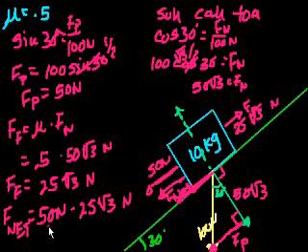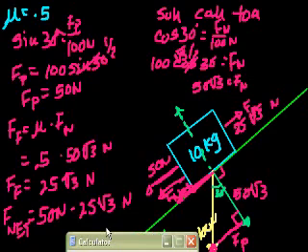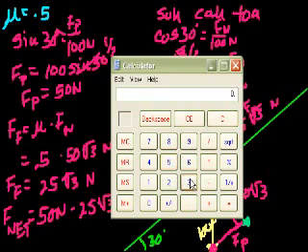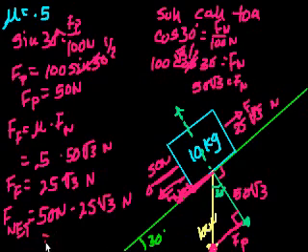And then let me figure out what that is. So take the square root of 3, times 25, make that into a negative number, and then plus 50 equals roughly 6.7 newtons. So this is equal to 6.7 newtons. So friction is negating a lot of the force of gravity parallel to the surface. So the net force is only 6.7 newtons this way.